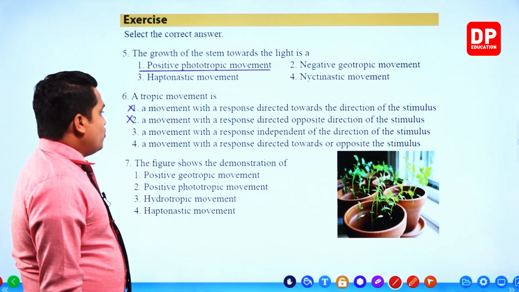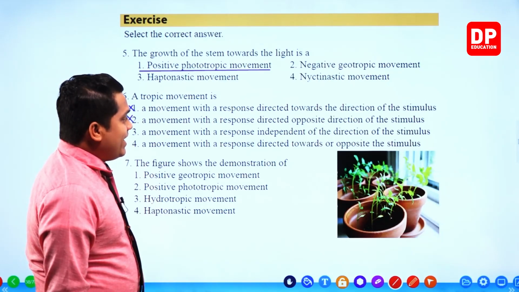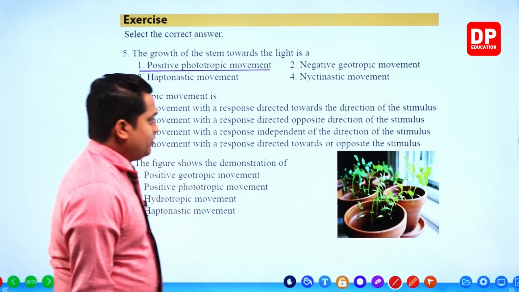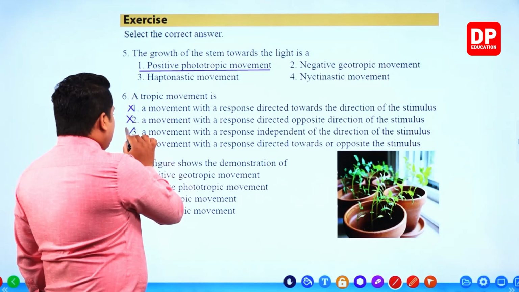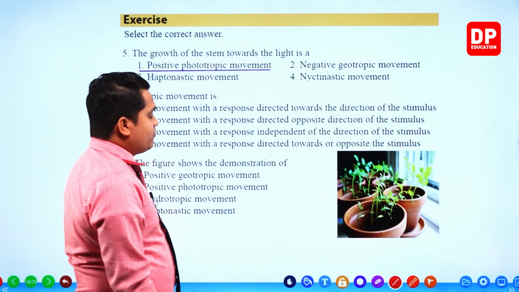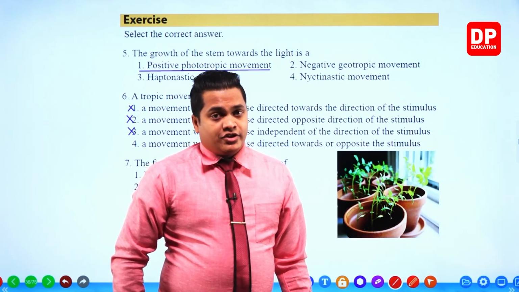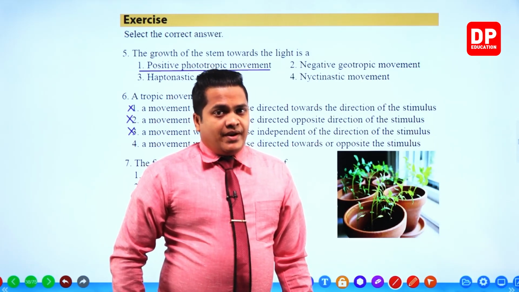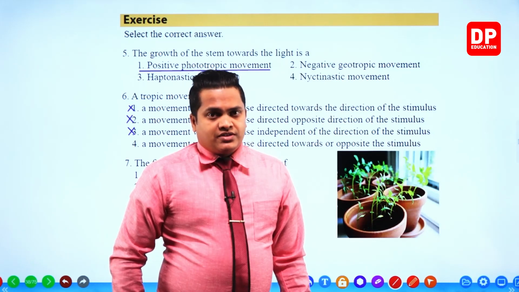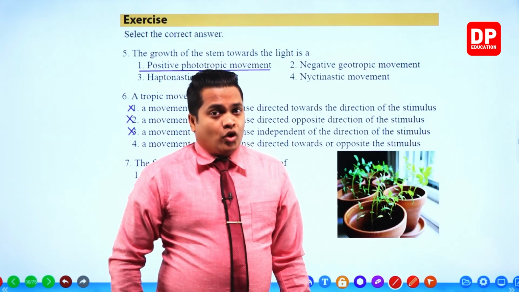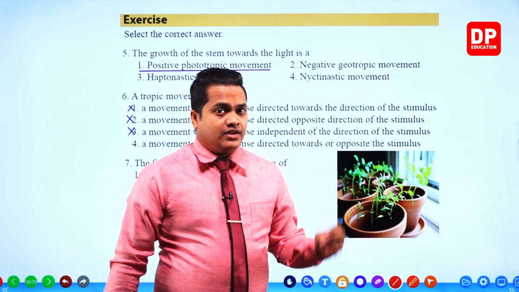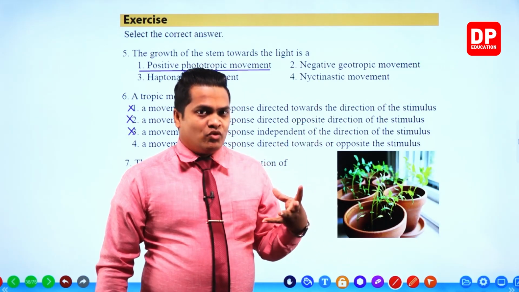Next one. Movement with a response independent of the direction of the stimulus. Totally incorrect. If it is independent, then it is not a trophic movement. Then it should be a nastic movement, my dear children. If it is independent of the direction of the stimulus, then it is a nastic movement, not a trophic movement. Okay, so here the question is asking about the trophic movement.